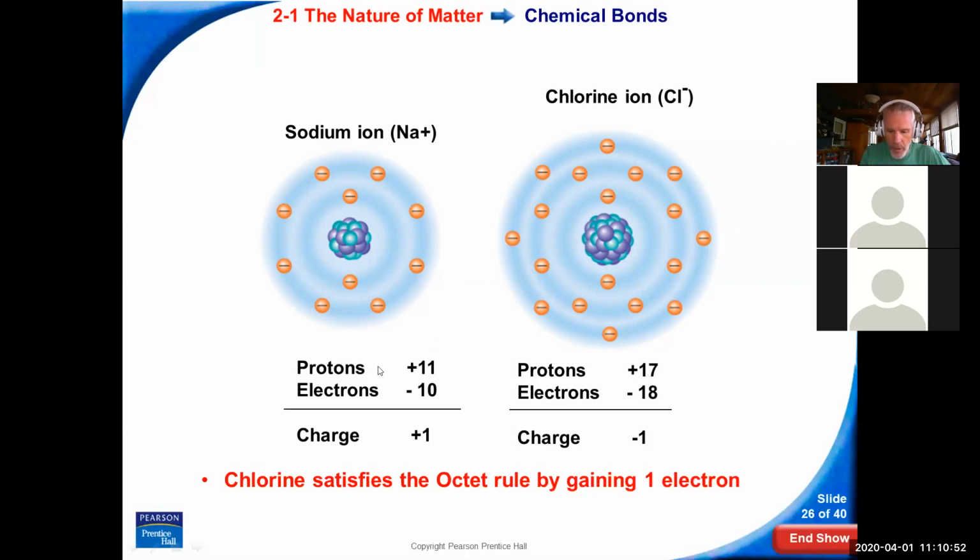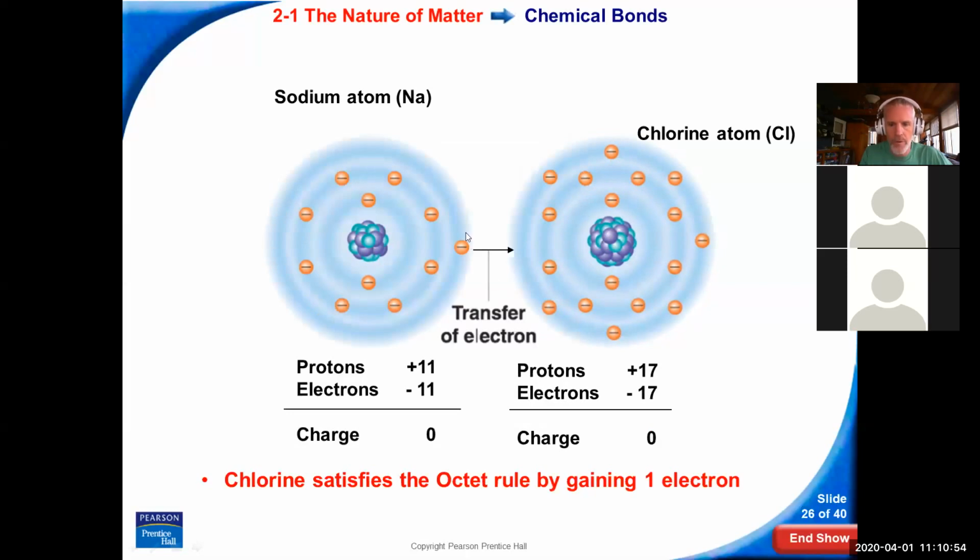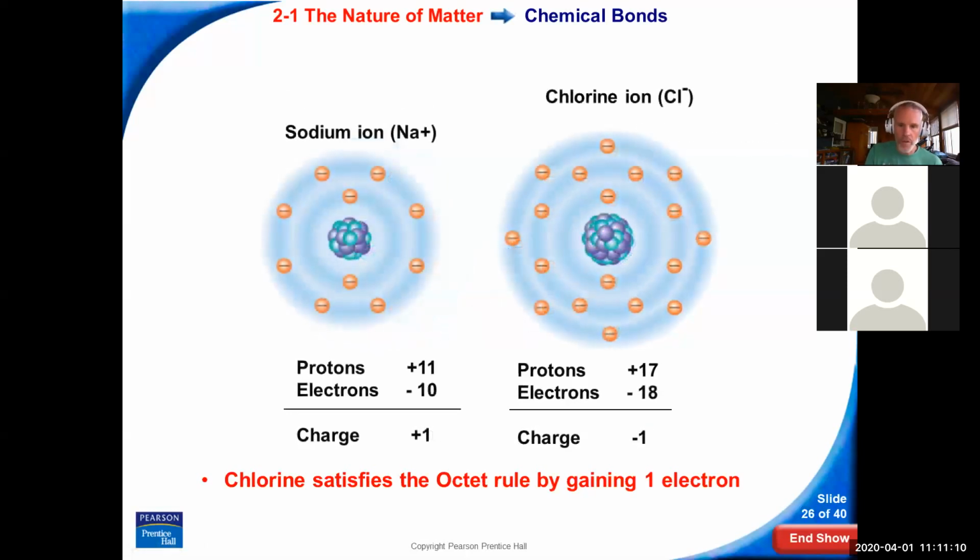And so now if I go back to the previous slide, you'll see that there are 11 protons and 11 electrons in this scenario. And there are 17 protons and 17 electrons in the chlorine before any of the electrons are exchanged. Once they exchange, now the sodium has lost an electron, so now its overall charge is +1. If I give up 1 electron, I still have the same number of protons, but I gave up an electron, so now the atom is overall positively charged.